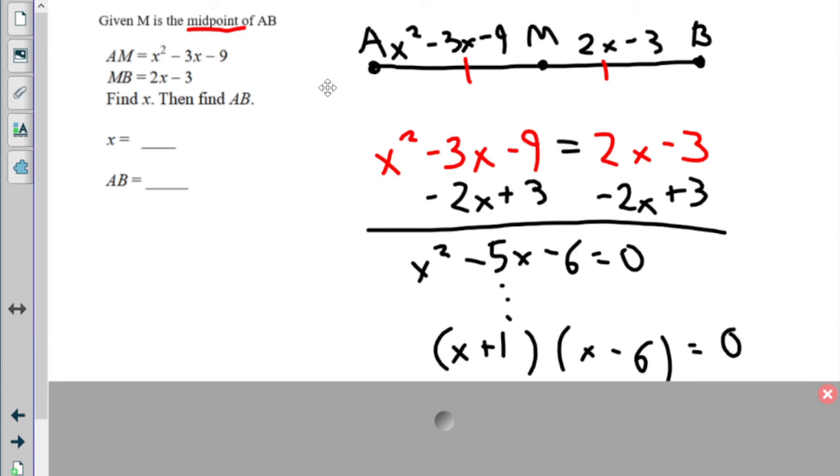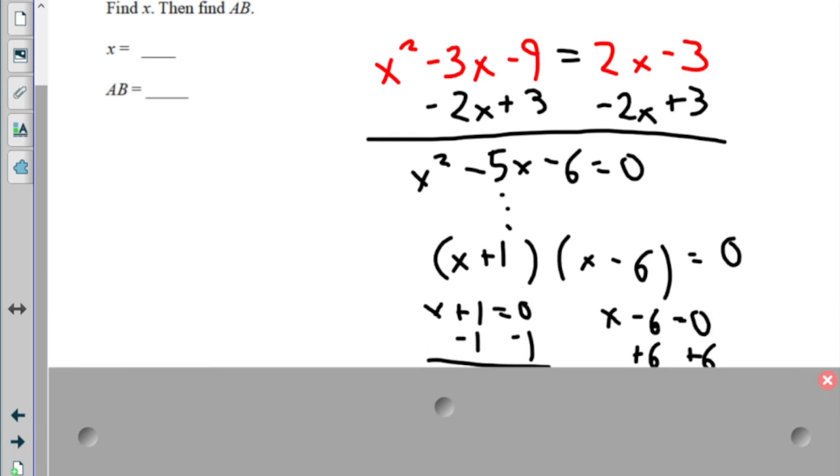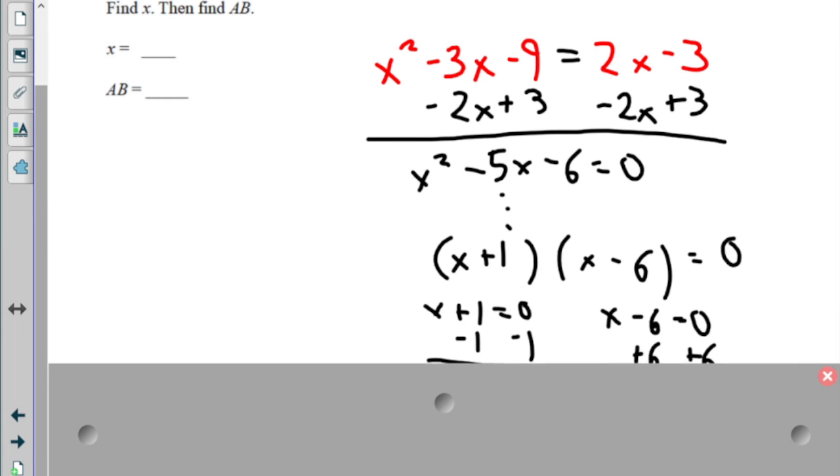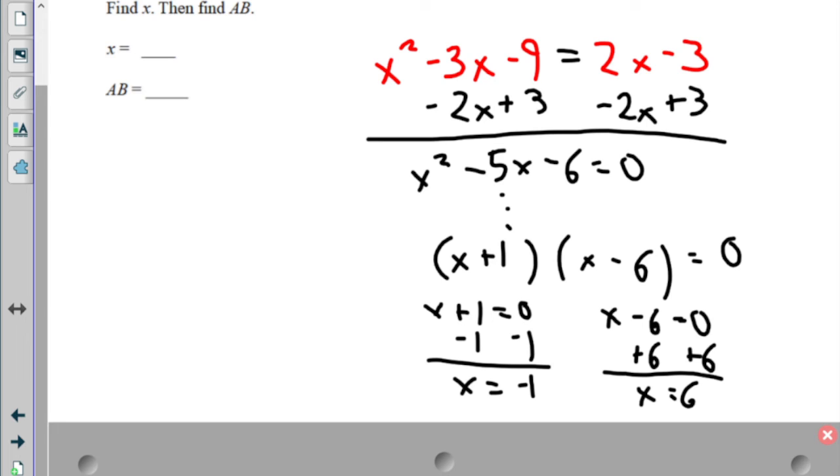So remember, we're solving this by saying we have a thing times a thing equaling 0, so one of them's got to be 0. So we're going to set each of those equal to 0. Either this guy is 0 or this guy is 0. If the x plus 1 is 0, I'm going to subtract, and I get x equals negative 1. If x minus 6 is 0, I add, and x is 6. So I have those two possible answers for x.